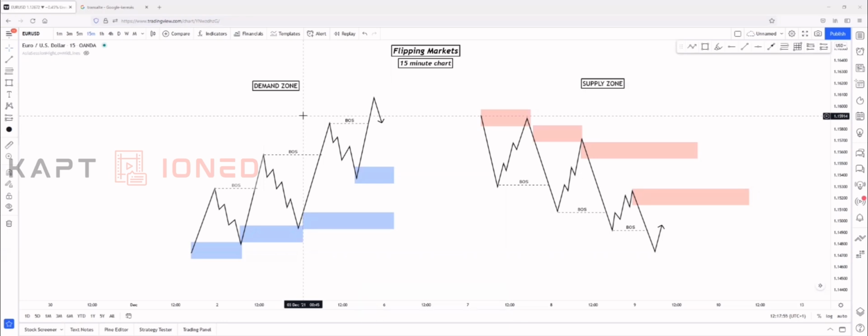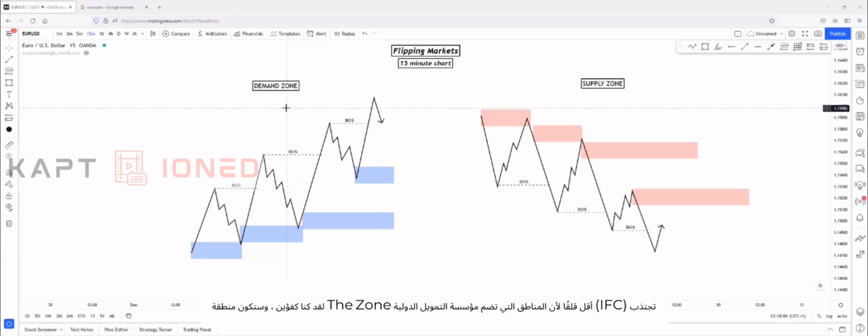Okay, so the first criteria is, write it down, it has to create inefficiency. We call it IFC from now. Without inefficiency, the zone would be less valid, because zones with IFC attract buyers. So price has a greater chance to tap the zone with IFC than without IFC.